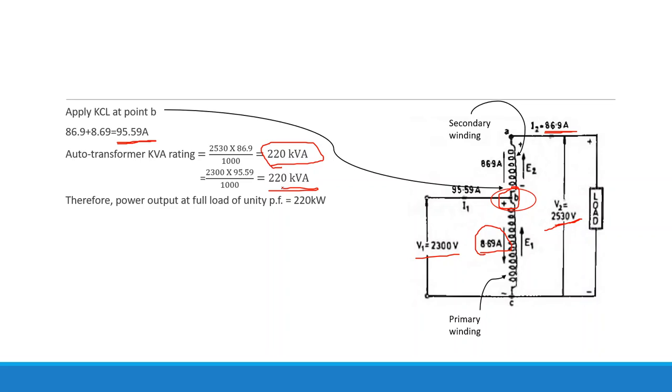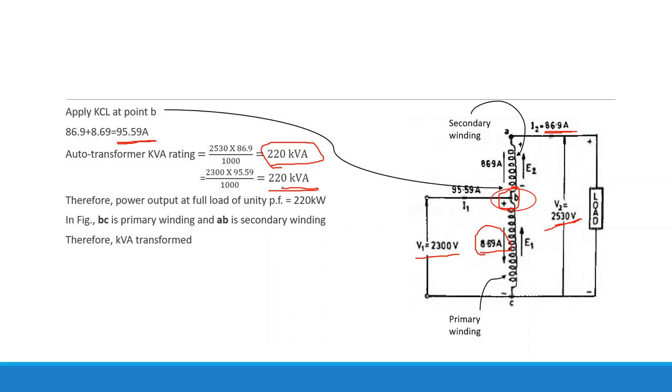So what will be the output power? Output power will be kVA multiplied by power factor. The power factor is given as unity. So kVA multiplied by 1, that is 220 multiplied by 1, it is going to give you the output power. So what will it be? 220 kilowatt.